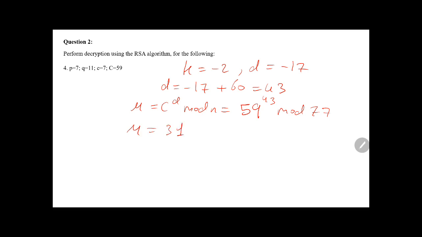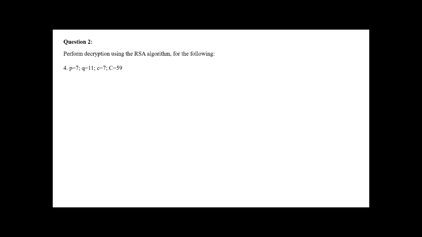That's it. And just as we said before, 59 power 43 modulus 77 may be a bit big, so we can just split it into smaller modulus equations and combine them at the end.